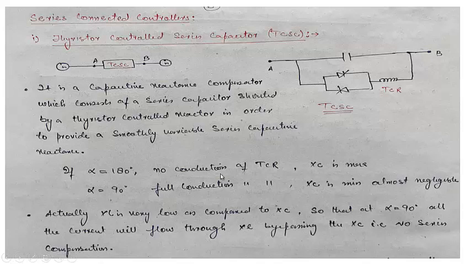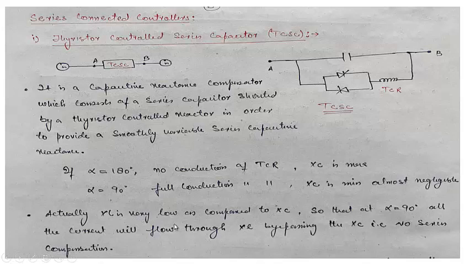When alpha is equal to 180 degrees, there is no conduction of the TCR, and XC will be maximum. In that case, there will be only XC in the circuit. When alpha is equal to 90 degrees, there is full conduction of the TCR, and XC will be minimum, almost negligible, because we design it in such a way that we keep this XL very small as compared to XC. When this is very small, since it is parallel, when alpha is equal to 90 degrees, it will be as if it is directly connected. Almost all the current will be flowing through this. So in that case, XC is minimum, or we can say it is almost negligible.